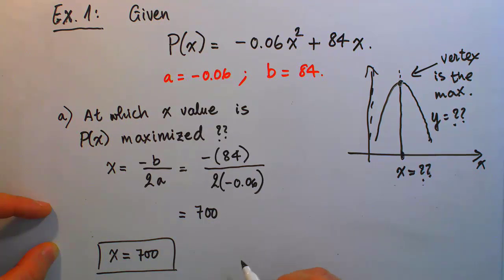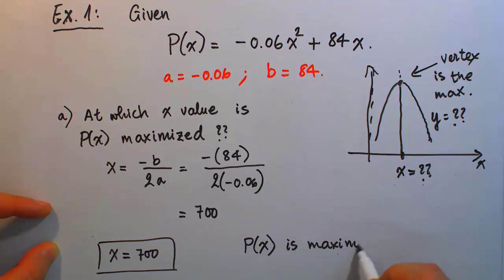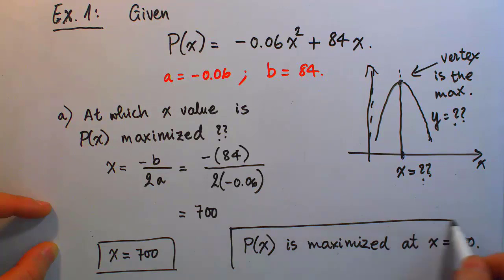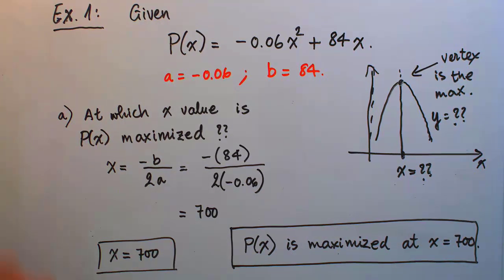And so making our final conclusion, we can simply say in a formal statement, p of x is maximized at the value x equals 700. So there's our final statement regarding the x value of the function p of x where it hits the maximum.